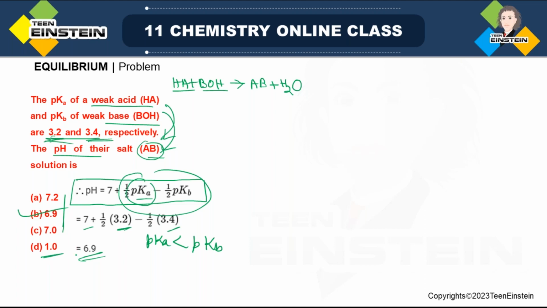So obviously the value will be something close to 7 but lesser than this. But it is not so much less. Remember, when it is a weak acid weak base combination salt, it will be more or less in the 6 to 8 pH range. It cannot be so acidic, right? So this is obviously not the correct option. Now among these three, as it is slightly lesser than 7, so this is not correct. 7 is almost exactly neutral. This is also not correct. Only one option is left, which is 6.9. So even without putting values of pKa and pKb in this formula, if you are in a hurry, you can also solve this problem. Fine.